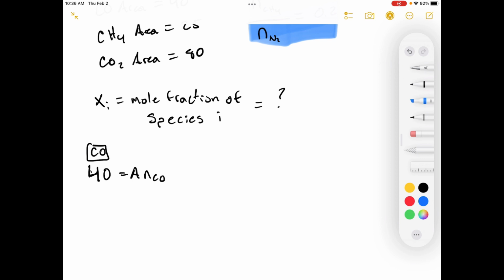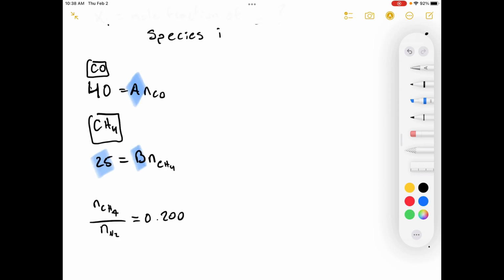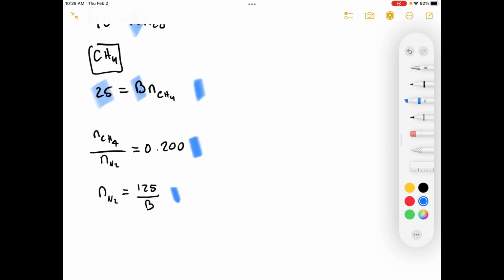For carbon monoxide, they gave us that the area under the curve is equal to 40, and it's proportional to the number of moles, so I put a constant A as the proportionality constant between the number of moles and the area under the curve. For methane, we have 25 area under the curve, and I have a new proportionality constant, B, multiplied by the number of moles. They also gave us another piece of information about methane, saying that the mole ratio between the number of moles of methane and the number of moles of nitrogen gas is equal to 0.200. So we can combine these 2 equations and form a new equation for nitrogen gas. This equation is a result of substituting this equation into this equation and rearranging some of the variables.